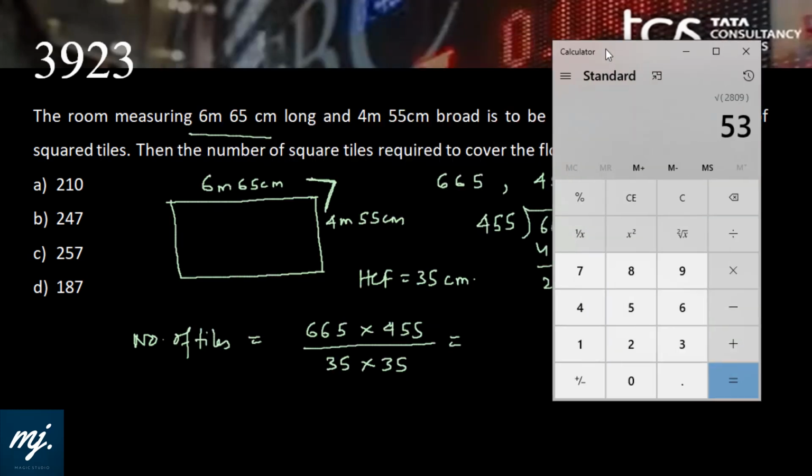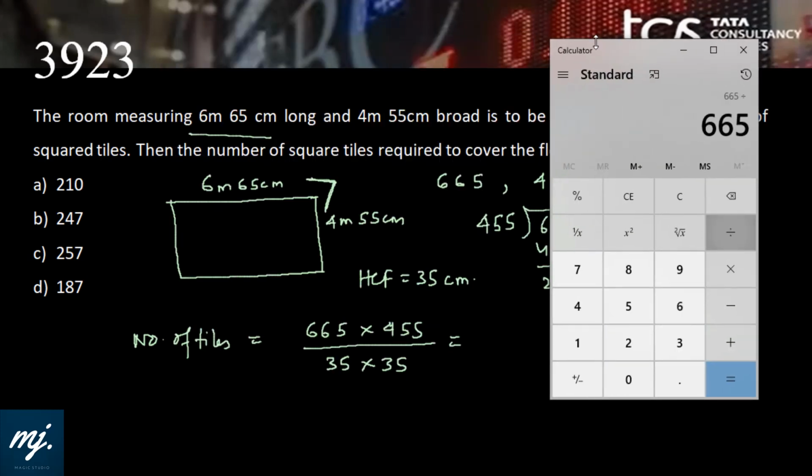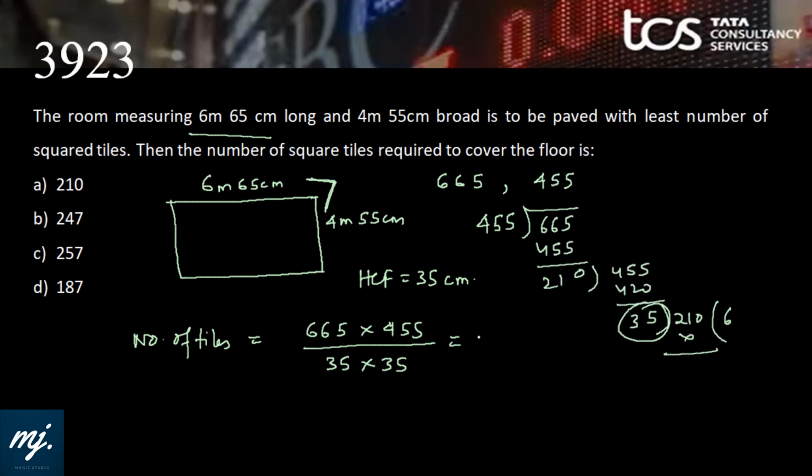So we can use now calculator directly. 665 divided by 35 is 19 and 455 divided by 35 is 13. 13 into 19, that is 247. 247 square tiles of dimension 35 into 35 centimeter would be required, and those would be the least number of square tiles which we can use. 247, option B fits in.